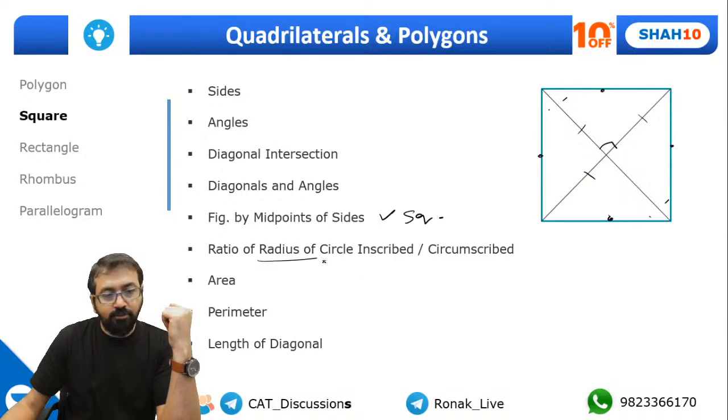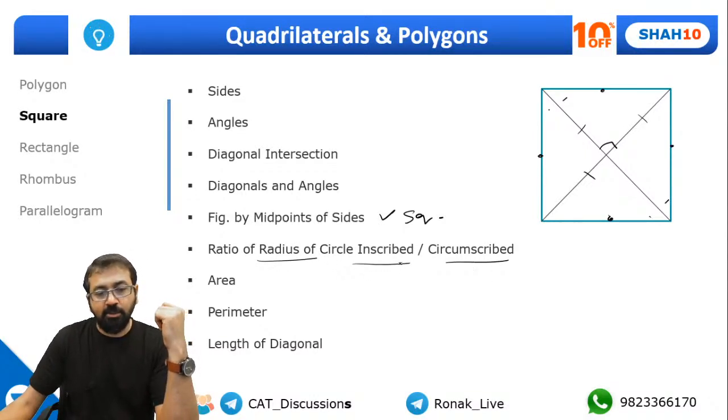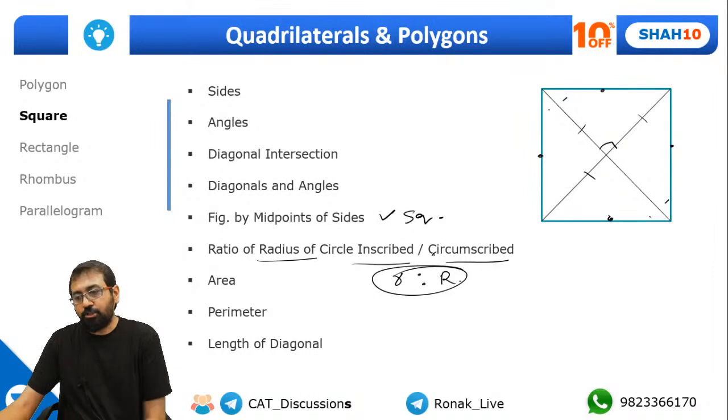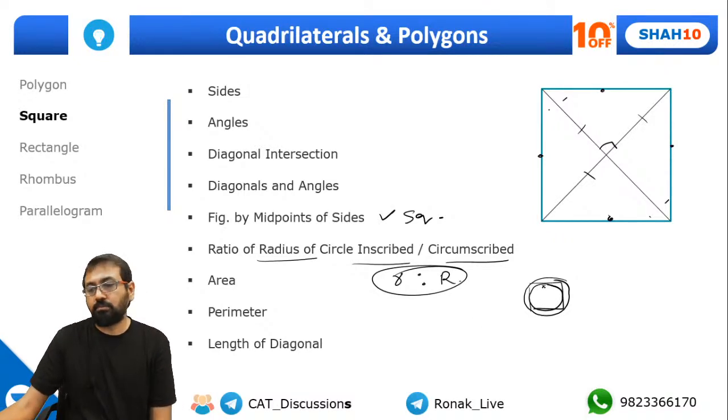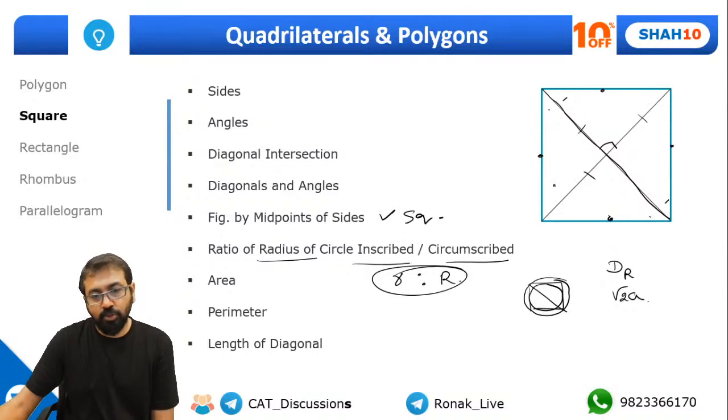Ratio of the radius of the inscribed and circumscribed circle. Can you tell me what this ratio will be? If I take a square, this is the circle circumscribing the square and this is the circle inscribed in the square. Can I say this diagonal will be the diameter of the bigger circle? So the diameter of the bigger circle is √2 times the side, and for the inner circle, this is the diameter. So the diameter of the smaller circle will be equal to the side.